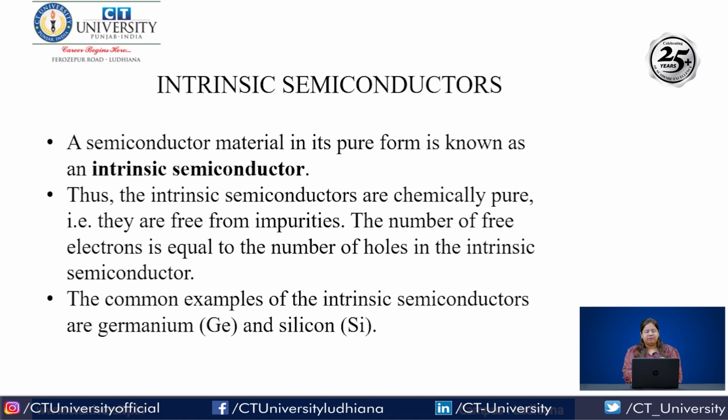First, we will discuss the intrinsic semiconductor. A semiconductor material in its pure form is known as an intrinsic semiconductor. Thus, the intrinsic semiconductors are chemically pure, that is, they are free from any kind of impurities. The number of free electrons is equal to the number of free holes in the intrinsic semiconductor. The common examples of intrinsic semiconductors are silicon and germanium, which are naturally obtained from nature.